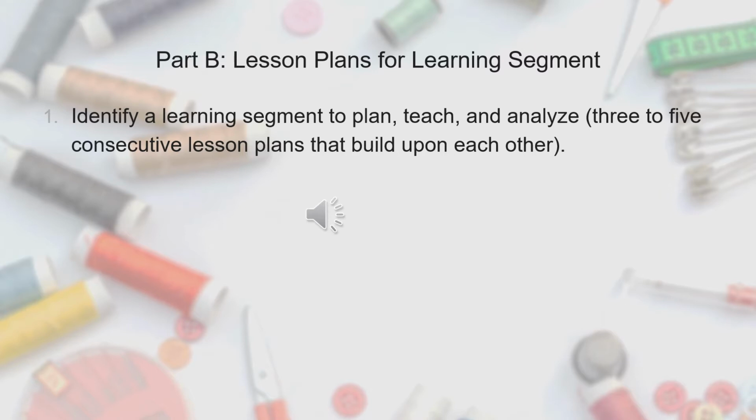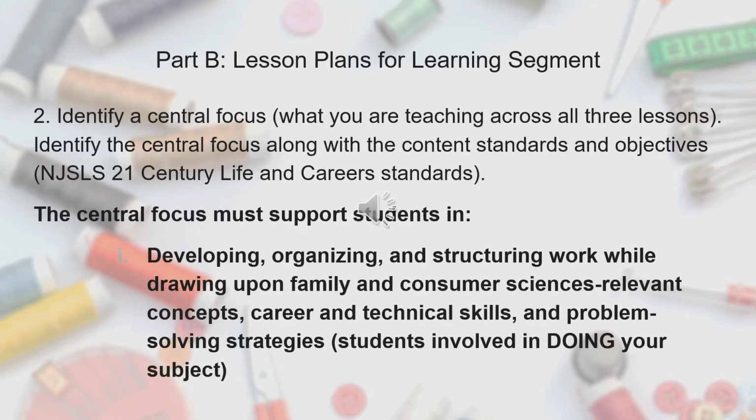And this is going to consist of 3 to 5 consecutive lesson plans that build on each other in some way. So they need to be back to back, and they need to build on each other in some way. And we'll go over that in the next step. The next part of creating your lesson plans is going to be to identify a central focus. This is going to be what you're teaching that is the same across all 3 lesson plans. And you're going to identify your central focus by looking at your standards and making it the same as your objectives. So in this case, it will be your 21st century life and career standards.